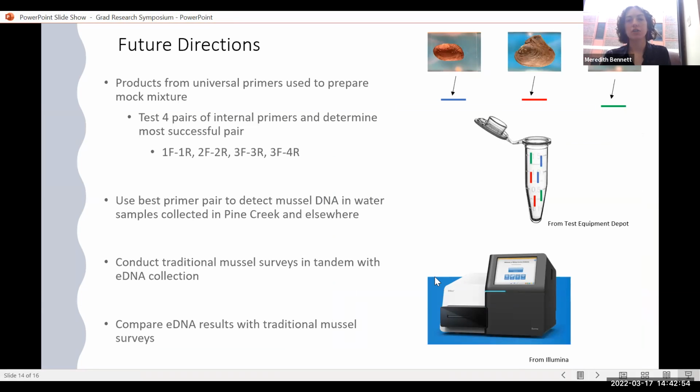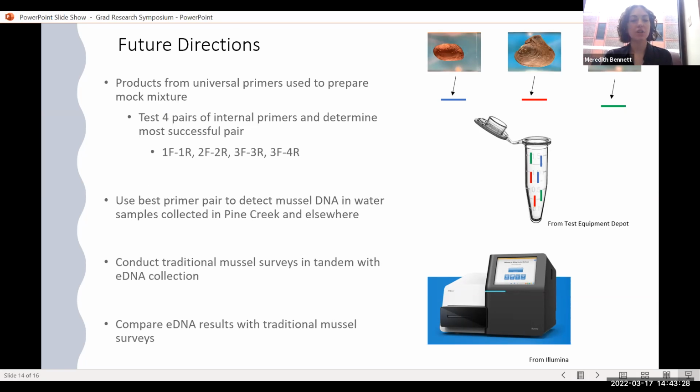So the future directions for environmental DNA and the study in general is to take the products from those universal primers and use them to prepare something called a mock mixture. Those were two universal primers that make a very large product. We also have 4 pairs of internal primers, and we will use that mock mixture to determine the most successful pair. And then we'll use that best primer pair to detect mussel DNA in water samples, so actual eDNA samples collected in Pine Creek and other places.